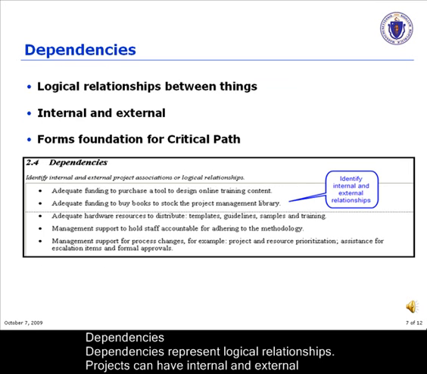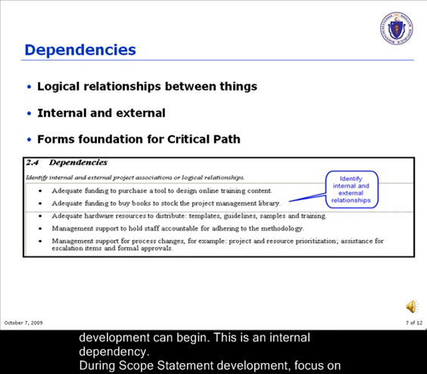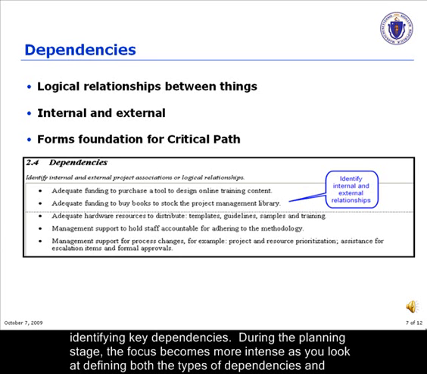Dependencies. Dependencies represent logical relationships. Projects can have internal and external dependencies. For example, hiring a vendor to develop a system is an external dependency. System design documents must be complete before development can begin. This is an internal dependency. During scope statement development, focus on identifying key dependencies.